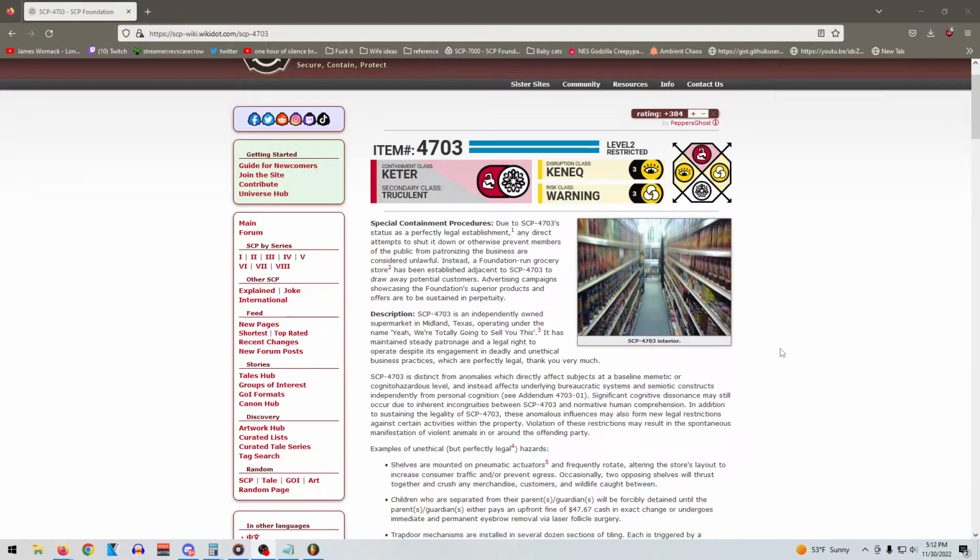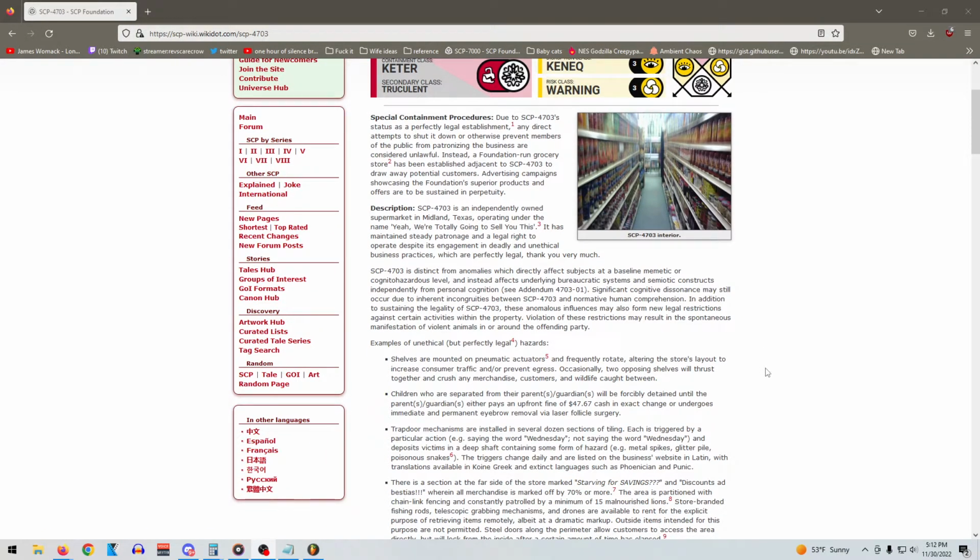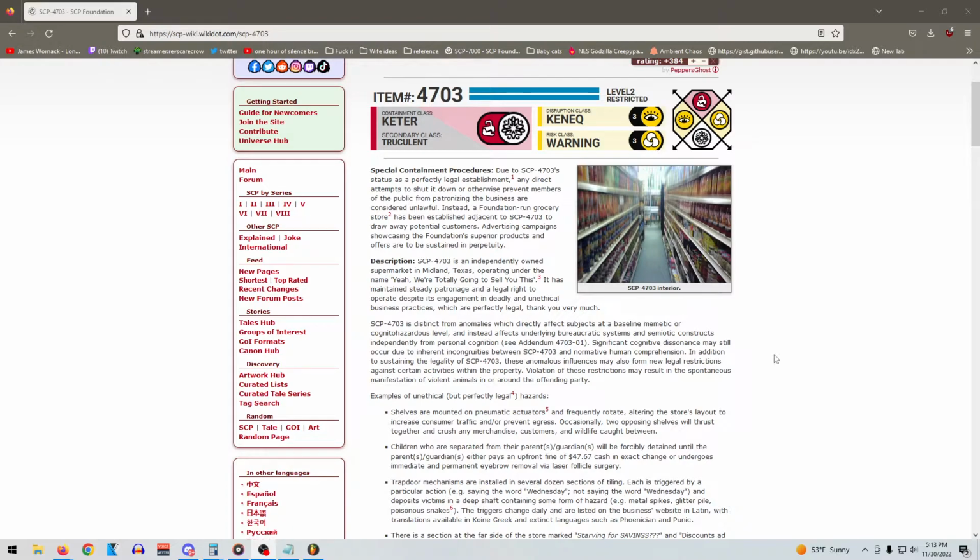Description. Oh, it's in Midland, Texas. Holy shit. SCP-4703 is an independently owned supermarket in Midland, Texas, operating under the name "Yeah, we're totally going to sell you this." It has maintained steady patronage and the legal right to operate despite its engagement in deadly and unethical business practices, which are perfectly legal. Thank you very much. The anomalous effects of SCP-4703 are distinct from anomalies which directly affect the subject at a baseline mimetic or cognohazard level. What? This is a very dangerous object. Or no, it's just impossible to contain. Okay, fair enough.